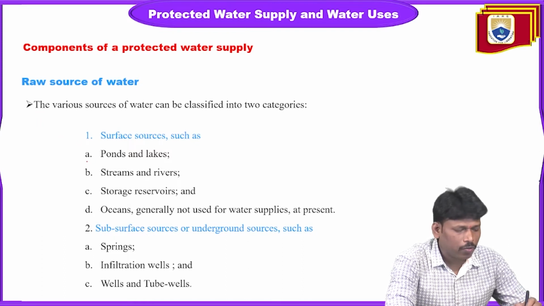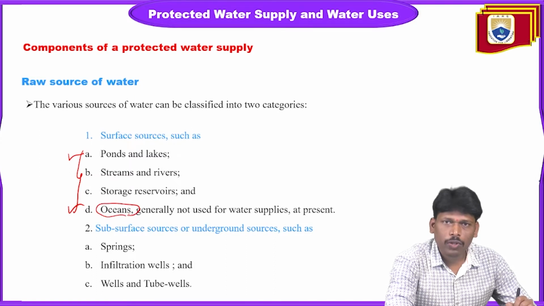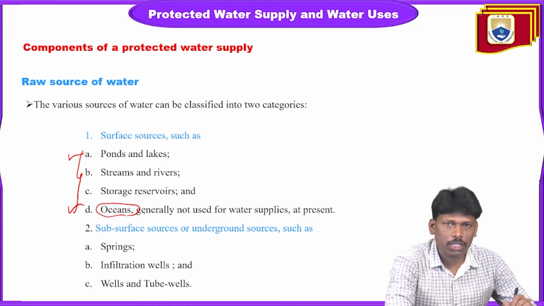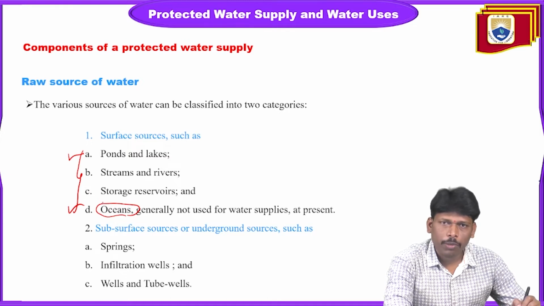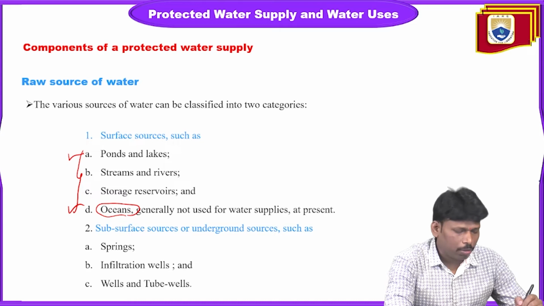In the case of surface sources, these all come under the surface category, such as ponds, lakes, streams, rivers, storage reservoirs, and oceans. Generally ocean water may not be used for drinking, except in very extreme cases. In some developed countries like Dubai, they treat ocean water for drinking as well as agricultural purposes. For this they do desalination, which is one of the treatment methods, and that we will also discuss in the coming lectures.